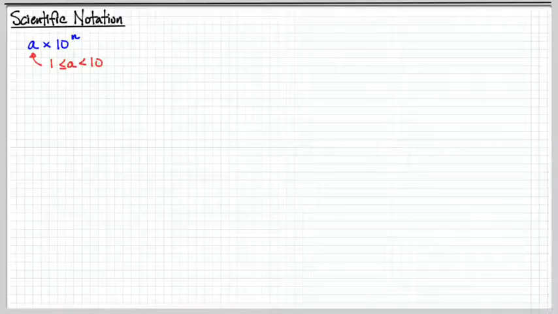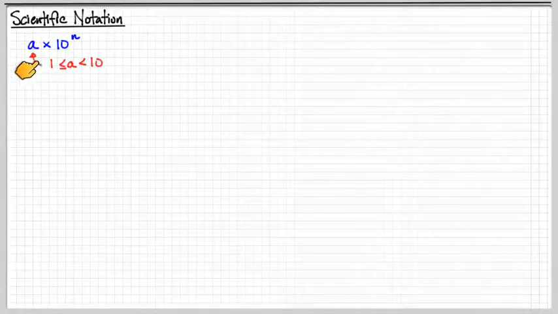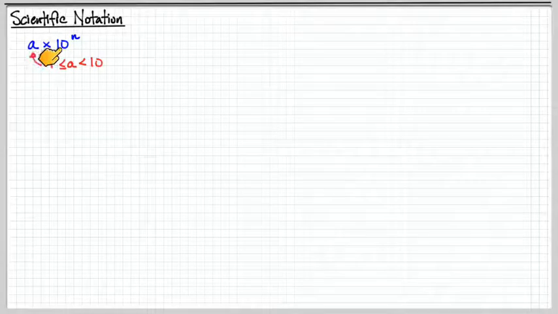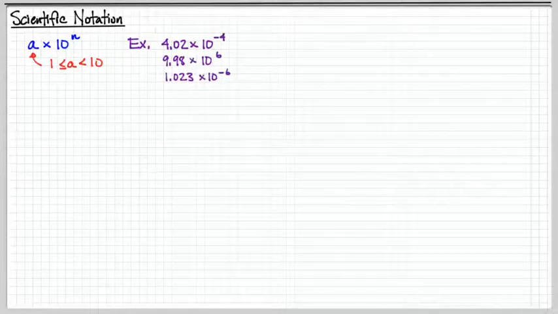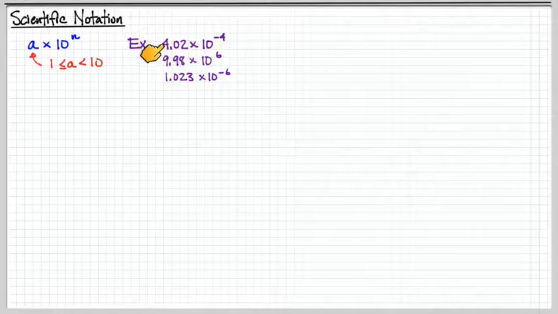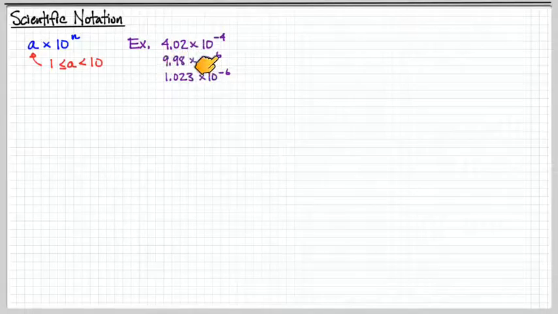Last concept is scientific notation. Scientific notation is a number times 10 raised to some integer power. So here are some examples of scientific notation. You notice that all of these have a single digit in front of the decimal place. It's a number between 1 and 10 times 10 to some power.